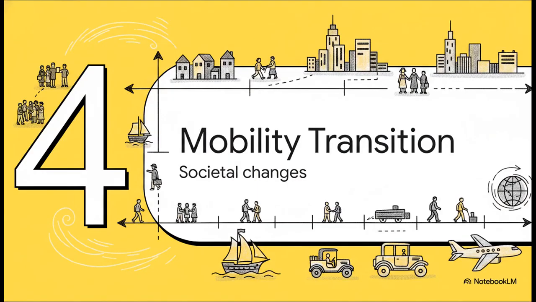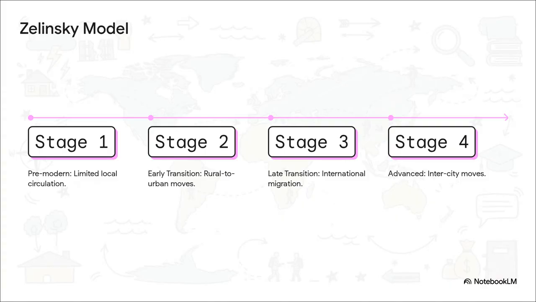That brings us to part 4, the mobility transition and how migration changes as societies develop. Geographer Wilbur Zelinsky proposed a model in 1971 showing that as a nation industrializes, the way its people move shifts right alongside its economy. So early on, as agriculture gets mechanized, you see massive waves of people moving from rural areas to cities. But fast forward to highly advanced societies, and those rural to urban moves are mostly done.